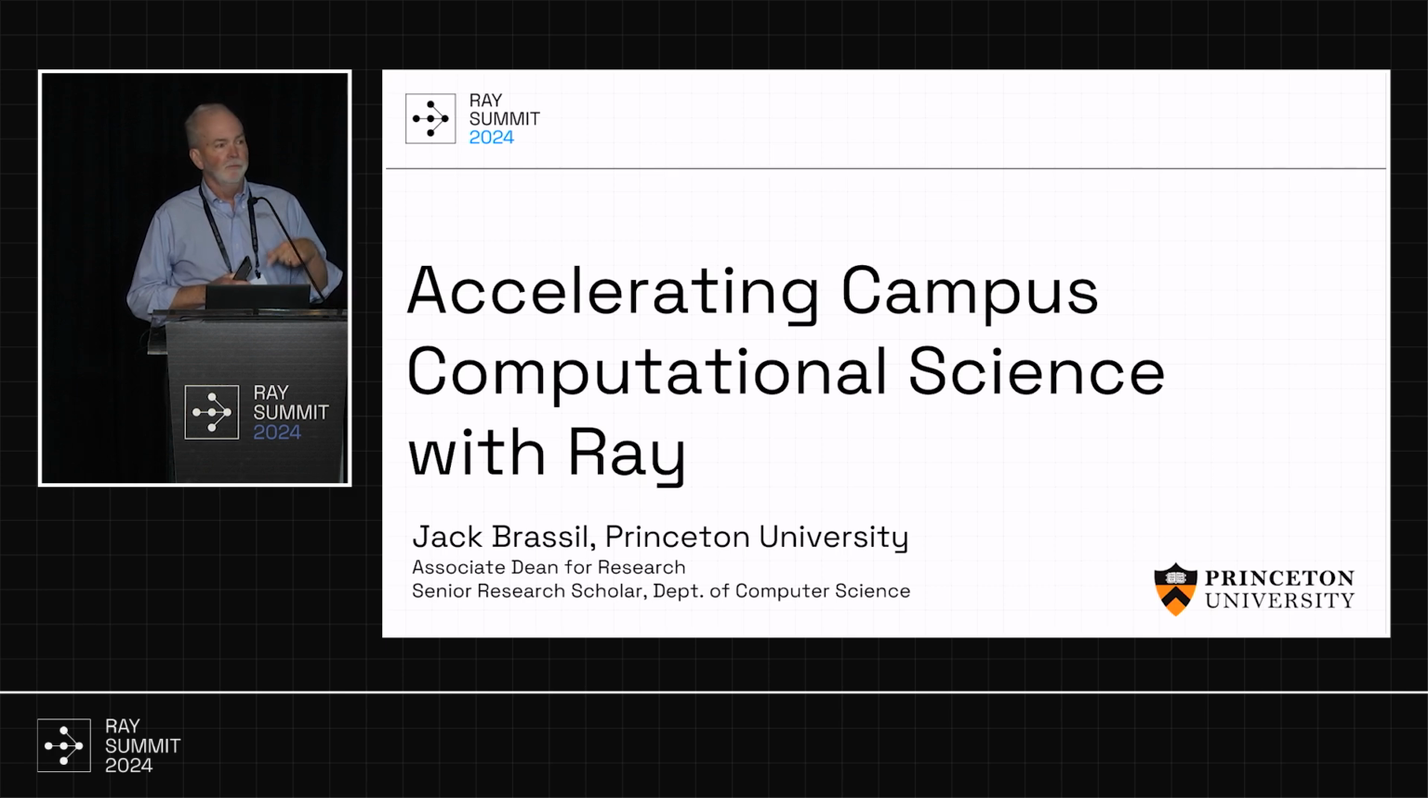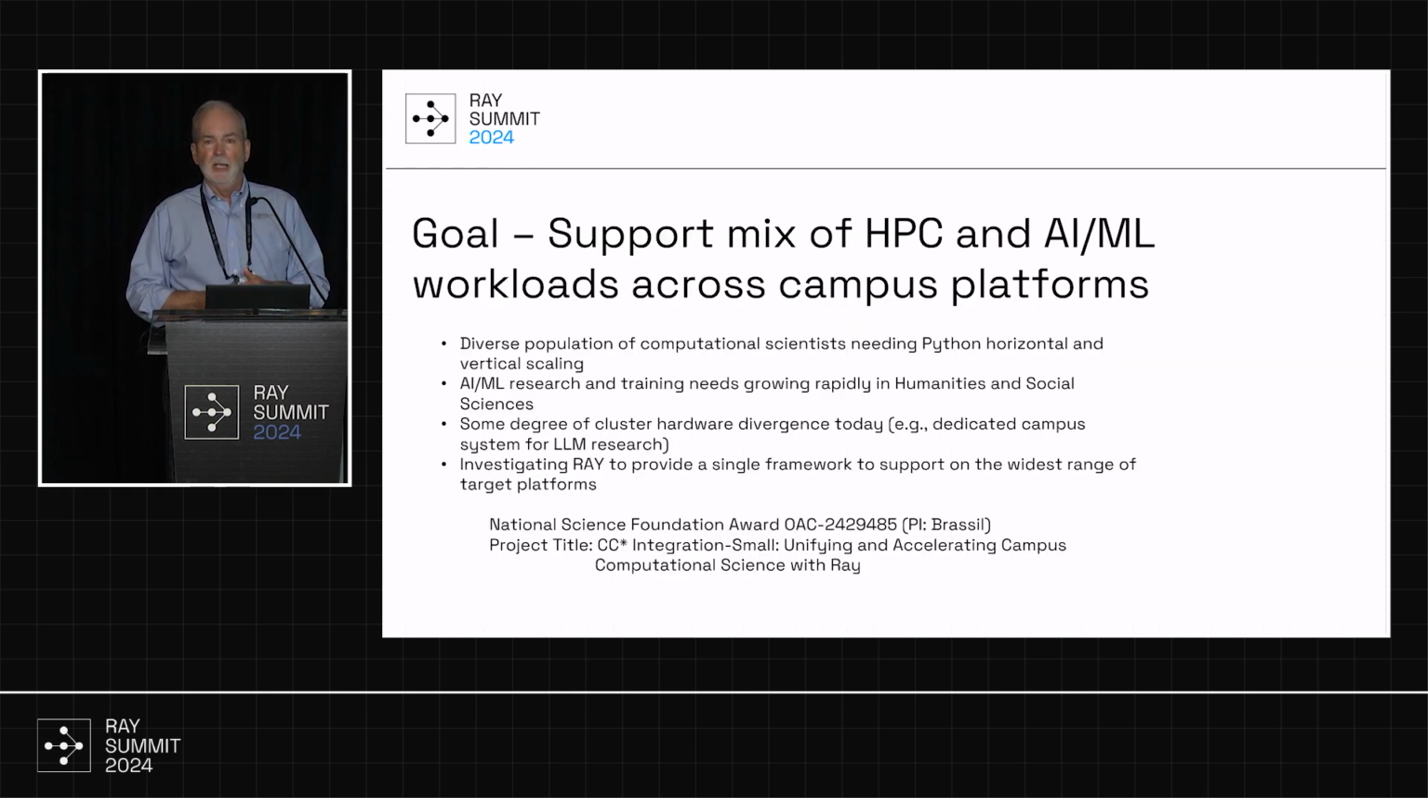And first of all, I'd like to introduce myself. I'm Jack Brassil. I'm at Princeton University, where I have two roles. I'm the Associate Dean for Research, so I'm concerned about the research that's going on campus-wide. And in addition to that, I am a Senior Research Scholar in the Department of Computer Science. So let's dive right in.